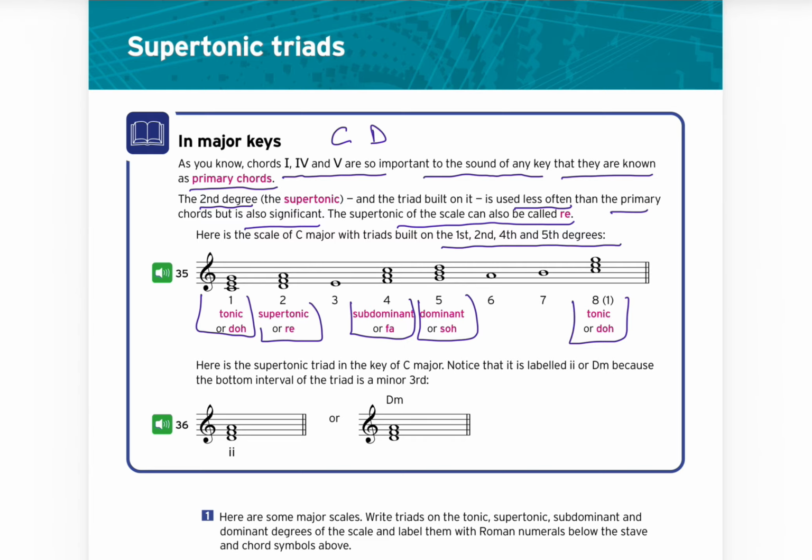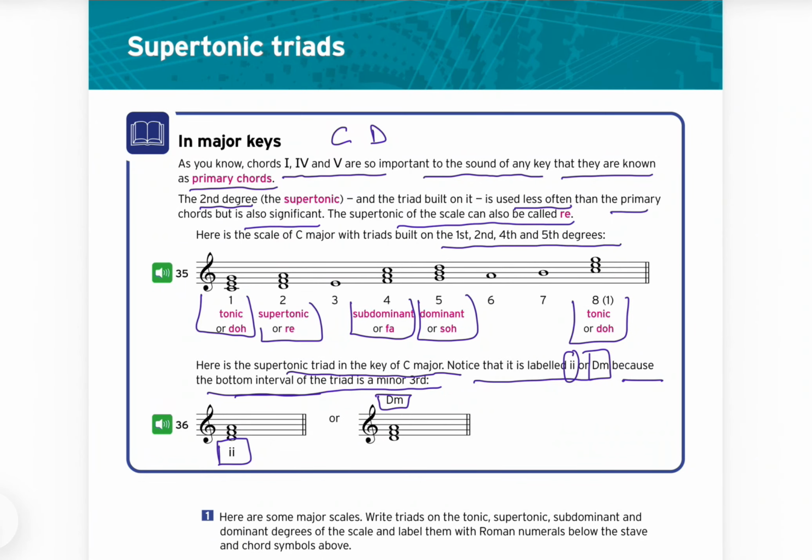Now here is the supertonic triad in the key of C major. Notice the label, the Roman numeral 2 and D minor. Why D minor? Because the bottom interval of the triad is a minor third.